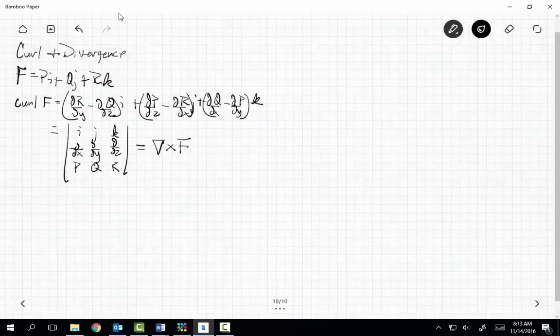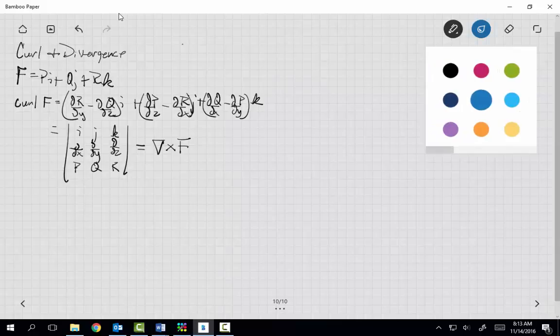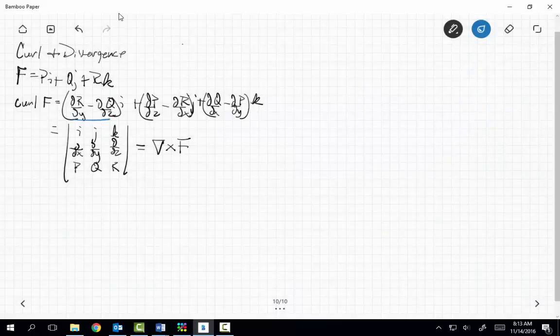This would give me, let's change the color of my pen, shall we? Can I do it here? I can't remember. No, I can't. Whoa, what's going on here? Let's go blue. This guy right here is produced by partial R with respect to y minus partial Q with respect to z. Bam.